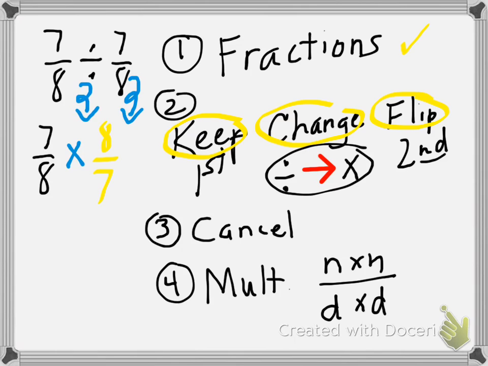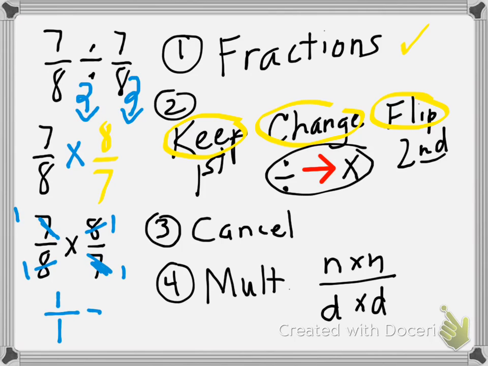Now at this point we could multiply 7 times 8 and get 56, and 8 times 7 and get 56, and of course 56/56 is going to be 1. But our next step is usually to cancel. And on here we can cancel the 8 and 8 to 1s, and the 7 and the 7 to 1s. So we get 1 times 1 is 1, and denominator 1 times 1 is 1, and anything over itself is equal to 1.